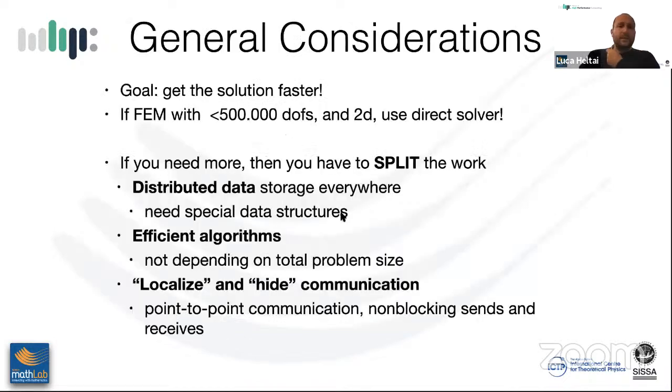So the general consideration for MPI and for parallel computing is that you just want to get the solution faster. If you do finite elements with less than 500,000 DoFs, just use a direct solver. Otherwise, you need to split the work. Distributed storage means that every computer, every node, every participating process only has access to local structures, to some of the parts that are owned locally. And of course, you need to have data structures that know about this, and you need to know how to communicate data between various parts. And this is where things become complicated.